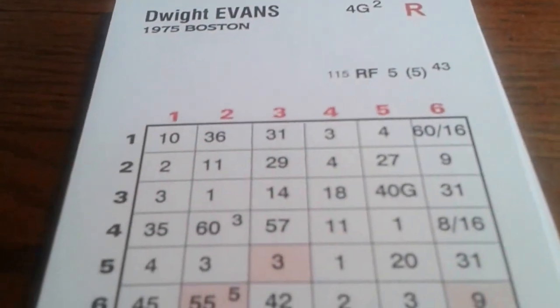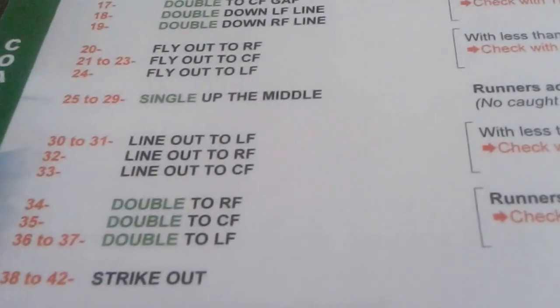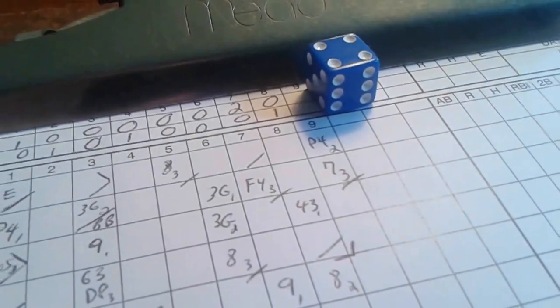The roll is a 3-2-4. Evans, 3-2 is 29. Jesse Jefferson, the 3-4 is a 1. That's a 30 in column 3. And if we come over, 30 in column 3 is a line out to left field. End of the inning. So, a line out to left ends the inning.